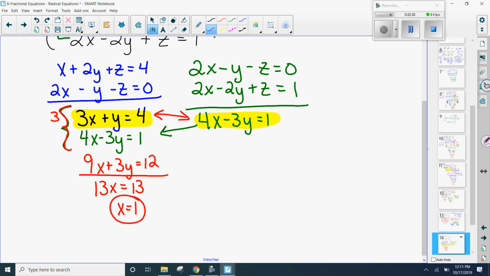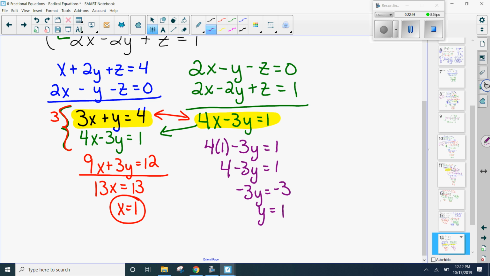So if x is 1, I'm going to put it in, and you're going to get 4 times 1 minus 3y equals 1. So 4 minus 3y equals 1. Subtract 4. Negative 3y equals negative 3. So what's y equal to? 1. Now I have x. Now I have y. But I got to find z. I don't care. Where do you want to put it in? You can put it in the bottom one.